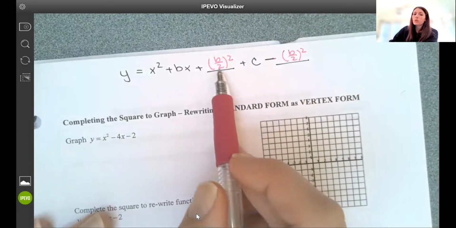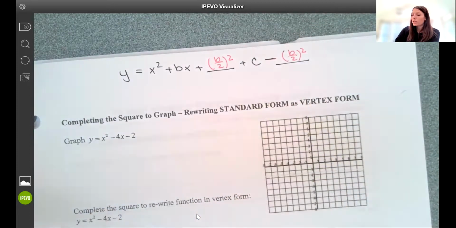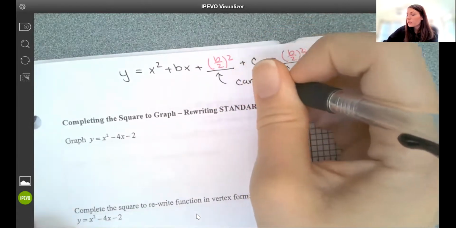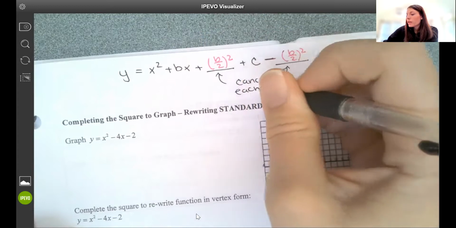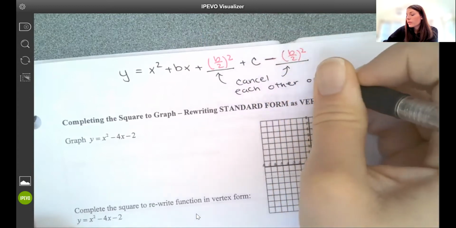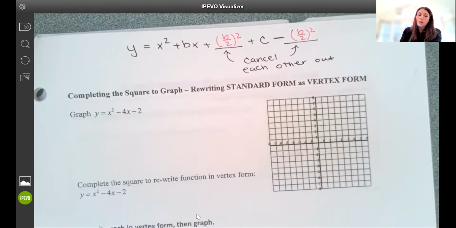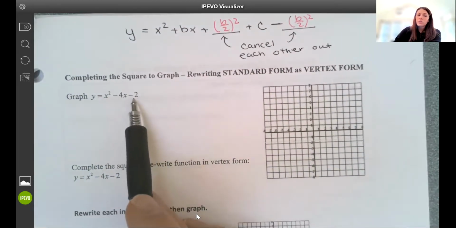So whatever value completes the square, we also take out at the same time. The reason we do that is because they will cancel each other out. They're going to cancel each other out and give us 0. So here, again, this already gave me a C value.